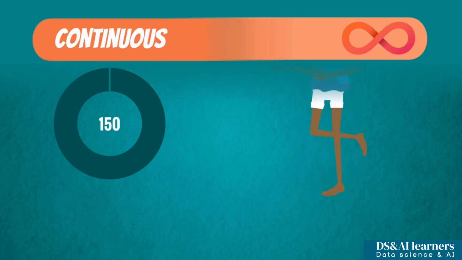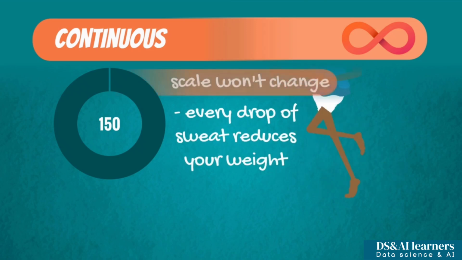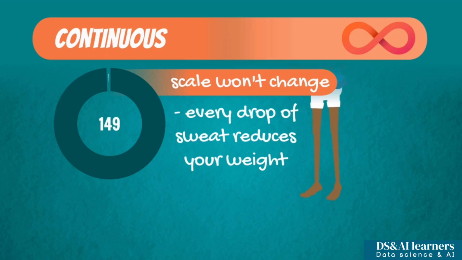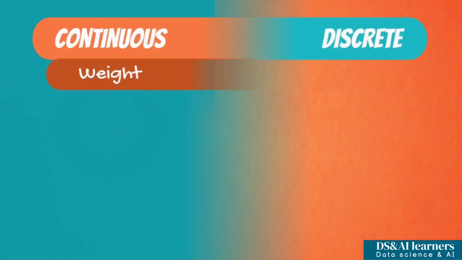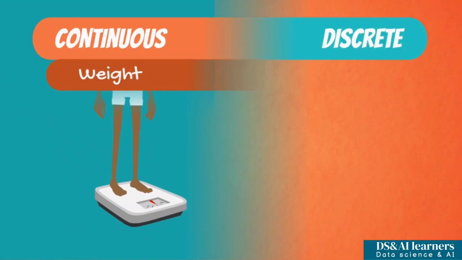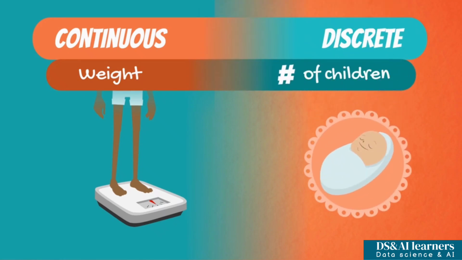Now think about sweating. Every drop of sweat reduces your weight by the weight of that drop, but once again, a scale is unlikely to capture that change. Your exact weight is a continuous variable. It can take on an infinite amount of values no matter how many digits there are after the dot. To sum up, your weight can vary by incomprehensibly small amounts and is continuous, while the number of children you want to have is directly understandable and is discrete.